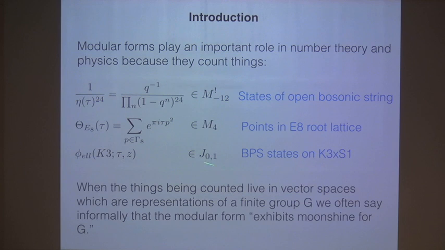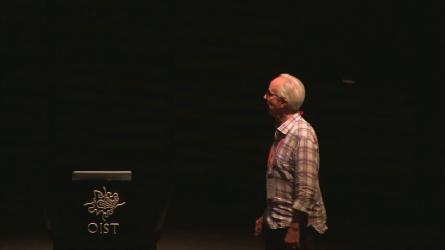It's actually called a Jacobi form. And it counts BPS states if you look at type 2 string theory on K3 times S1. So sometimes, in addition to counting BPS states, in conformal field theories, for example, the states being counted also live in a vector space which transforms under some representation of a finite group G. They form a module for G. And we then often say informally that the modular form exhibits moonshine for G because these coefficients in the modular form are then going to have a decomposition into dimensions of irreducible representations of the group G.